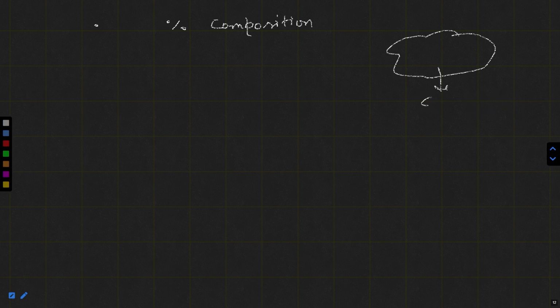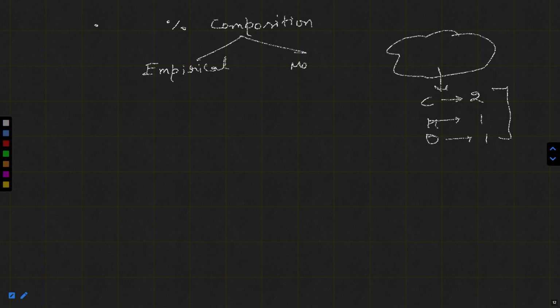So if you know that carbon, hydrogen and oxygen are present in this compound, what is the number of each? Suppose carbon number is 2, hydrogen number is 1, and oxygen number is also 1. Then what will be the percentage composition of carbon, hydrogen and oxygen in this compound? Percentage composition is very important, and it helps us to calculate the empirical formula as well as the molecular formula.